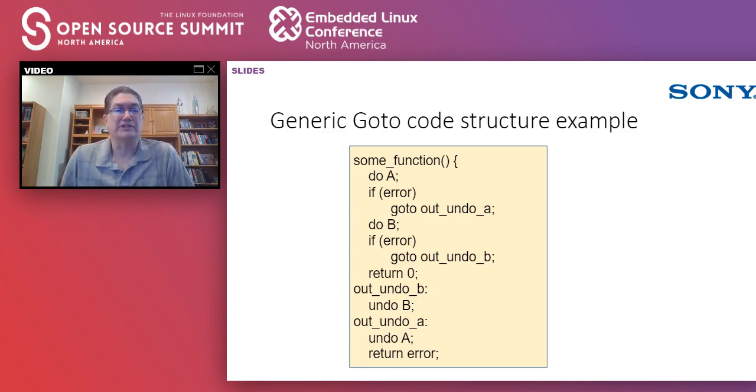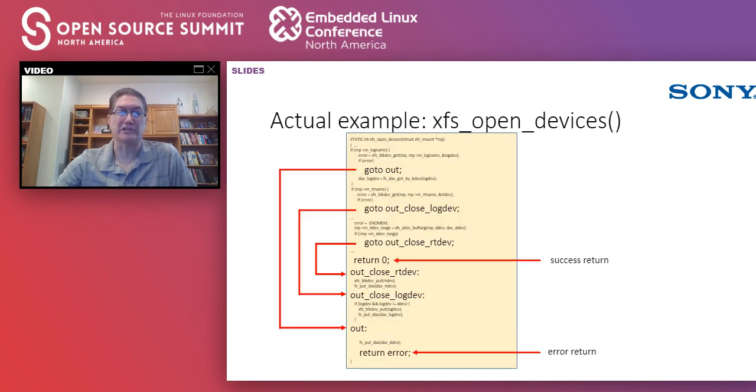Let's take a look at what this looks like in a very generic form. You have some function that does A, and if there's an error, you goto out_undo_A. You do B, if there's an error, goto out_undo_B, and then you return success, and then the opposite order with the goto labels. So let's look at an actual example from the kernel.